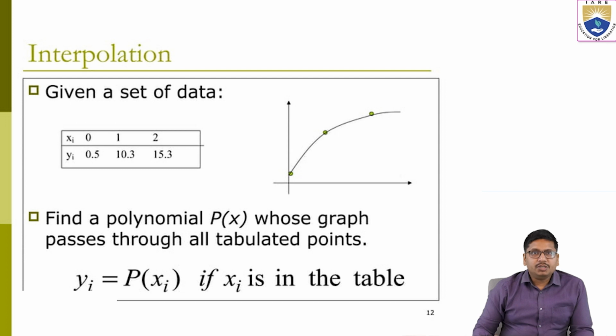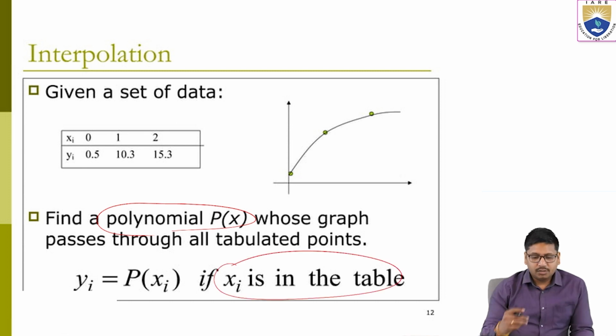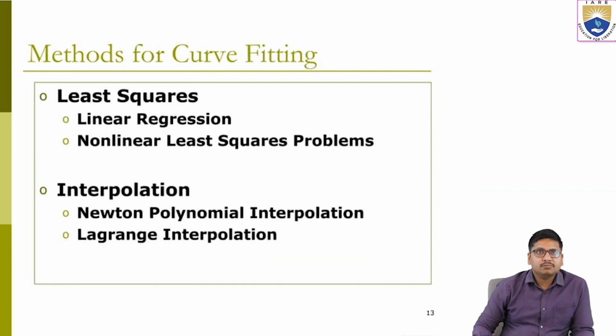The next one is interpolation. Interpolation means, for a given set of data, how can we obtain this? If I join the points with a straight line, all the points are above it. So how can I obtain the interpolation? We have a polynomial whose graph passes through the tabulated values, so y_i is equal to p of x_i, where x_i is the value in the table. So interpolation means finding the polynomial p where the graph passes through all the tabulated values, and y is equal to p of x.